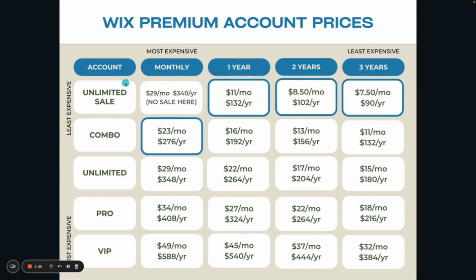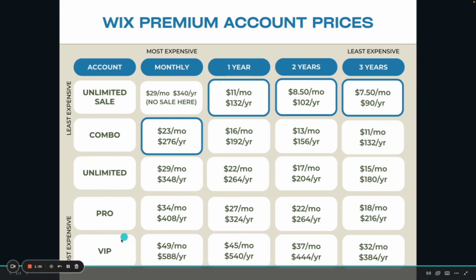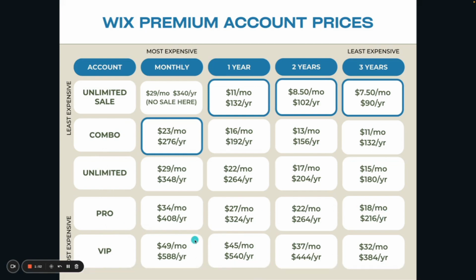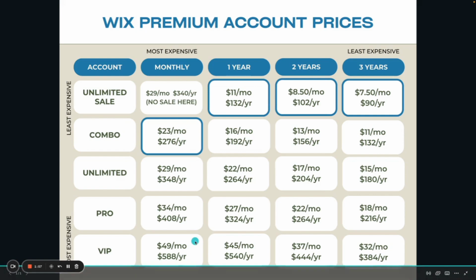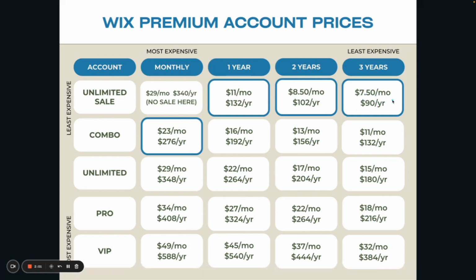So what you see here is you've got unlimited sale, combo, unlimited pro, VIP. Obviously, these are the ones that I'm just like, don't even bother with those. This is the most expensive one you can buy. It's $588 a year. Up here at the top of the screen is the cheapest one at $90 a year. Of course, you have to buy this for 3 years.